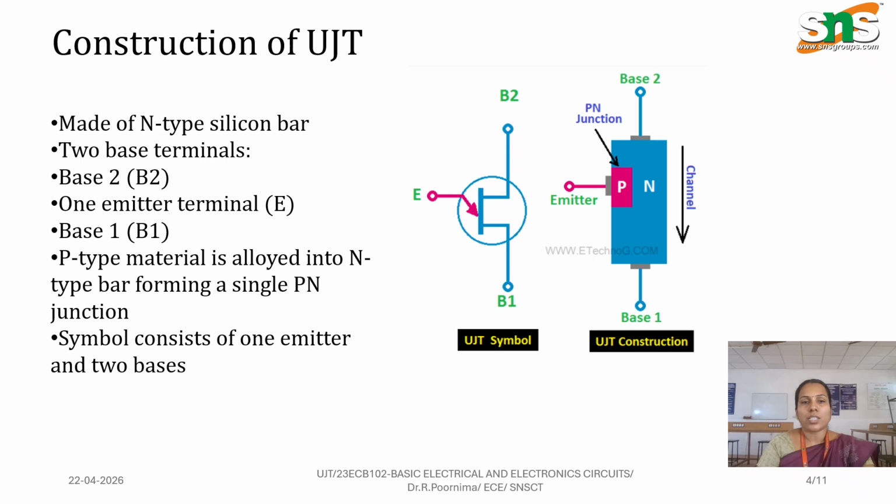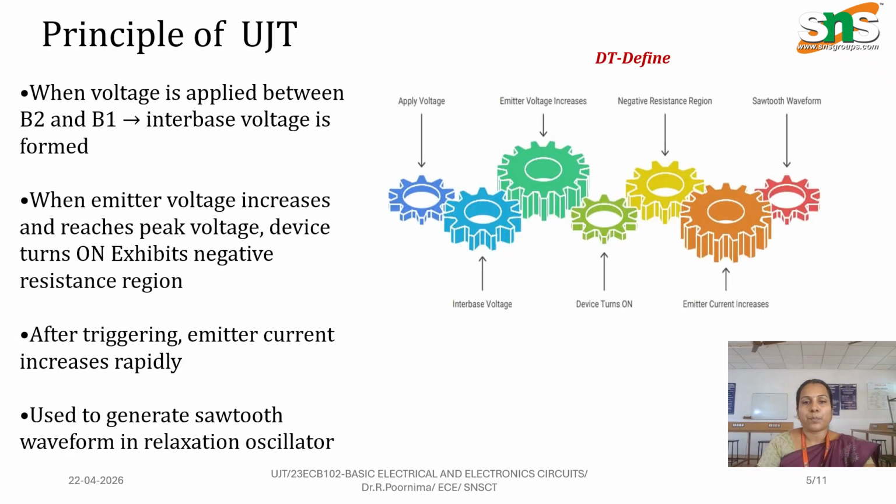So let's see the construction of UJT. It is a semiconductor device which consists of an N-type silicon bar with two base terminals, base 1 and base 2, and one emitter terminal, which is a P-type semiconductor. So one PN junction is formed. P-type material is alloyed into the N-type bar. The symbol consists of one emitter and two bases, B1 and B2. It is shown in this diagram.